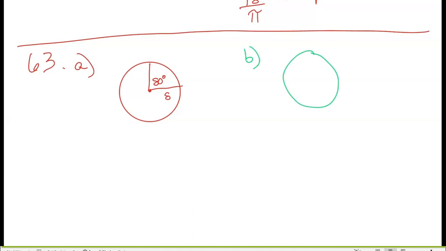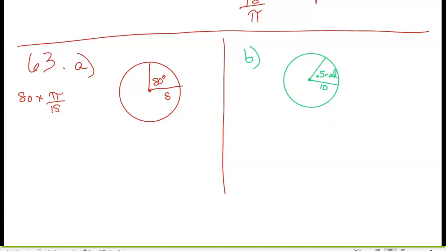Okay, so then for B, we'll do B in green. B, I have a circle again. Here's the center. I now have an angle that is in radians. So that angle is 0.5 radians, and I have a radius of 10. Okay, so let's deal with this one first. First off, I have to say 80 times pi over 180, divide by 10, divide by 10. 2 goes into 8 4 times, 2 goes into 18 9 times. That equals 4 pi over 9 in radians, and that's my angle.